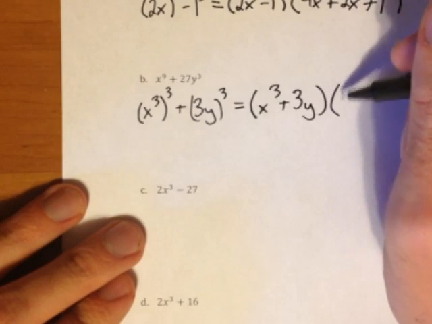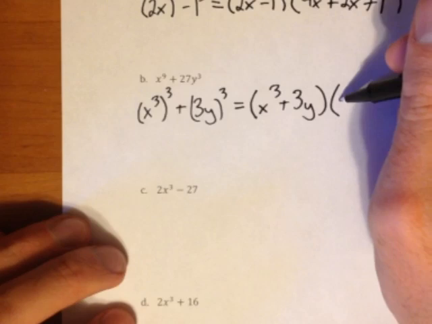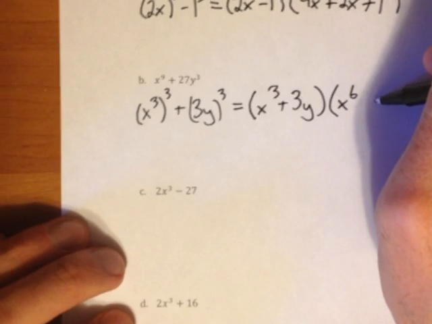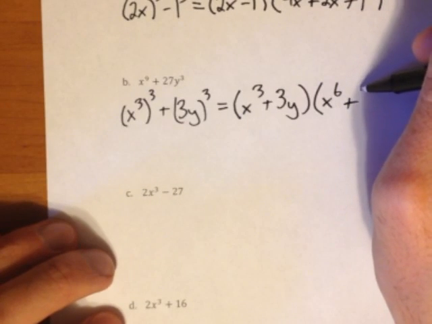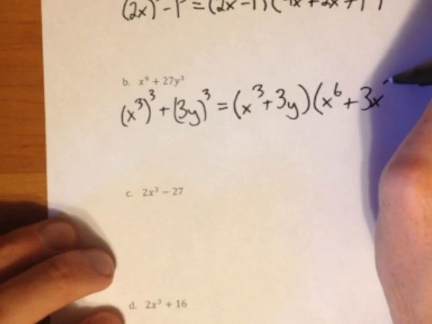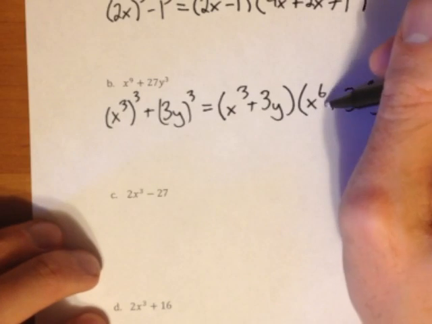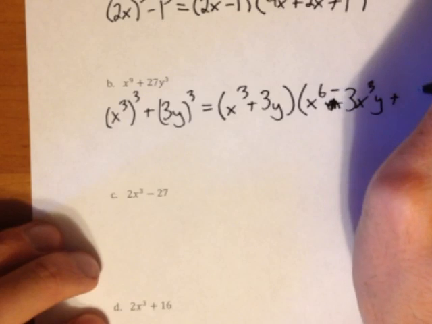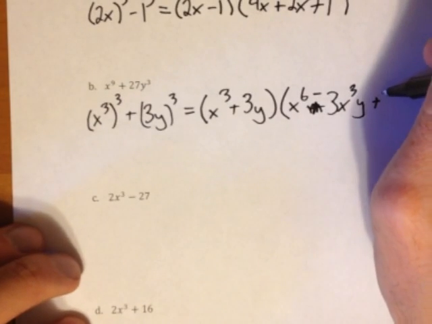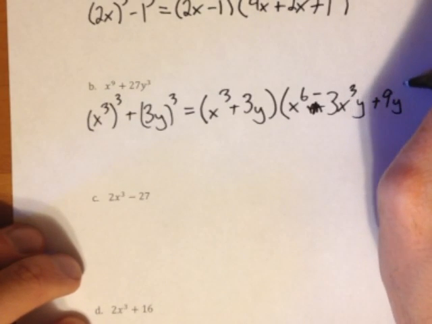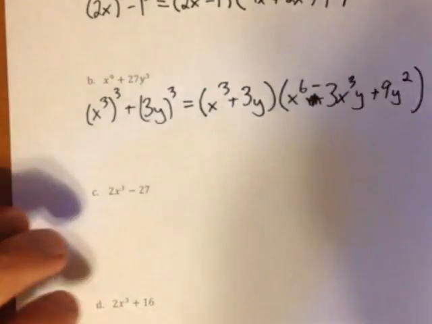So x cubed times x cubed, that'd be what it is squared, or x to the 6th, there's 6 x's. A times b, 3x cubed y. Oops, that was supposed to be a minus, sorry. And then plus b squared, 9y squared. Woohoo! Go ahead and try the next two on your own.